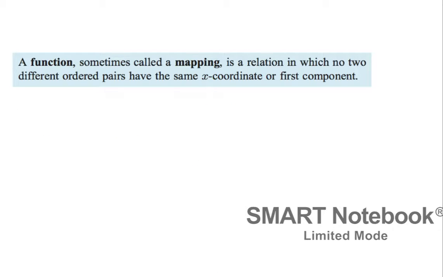The special type of relationship that we call a function. A function is a relationship in which no two different ordered pairs have the same x-coordinate or first component. So in other words, for a mapping or ordered pair to be a function, the x-coordinates go to one and only one y value, so that the x-coordinates do not go to multiple y values. That makes it a function.